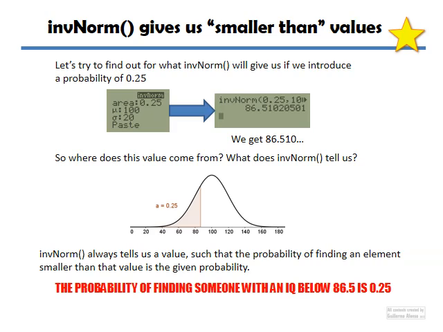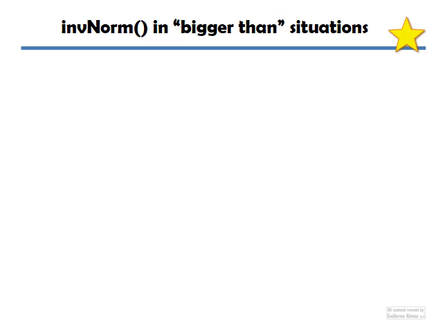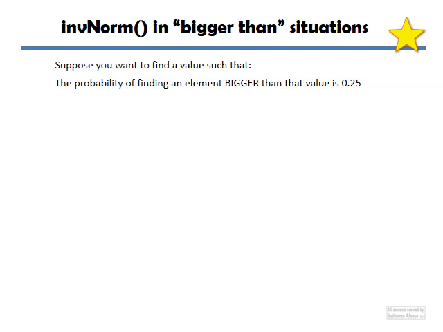So what happens if we want to find something that is bigger than? Well, this is what we do. Suppose we want to find a value such that the probability of finding an element bigger than that value is 0.25. How do I find it? Well, here's the situation. I want to find this value here. Finding somebody who has an IQ over that, the probability is 0.25. How do I find that value?